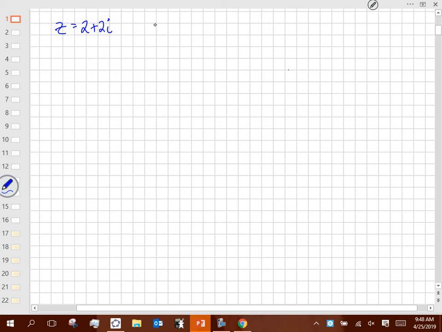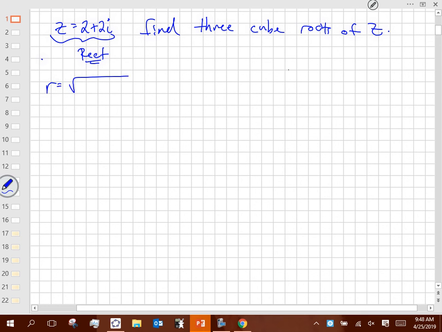It says, if z is that, find 3 cube roots of z. Okay? So remember, that's rectangular. So R is going to be 4 plus 4 underneath the root, right? So radical 8 equals 2 root 2.